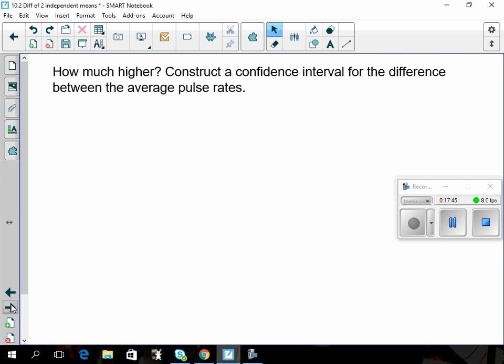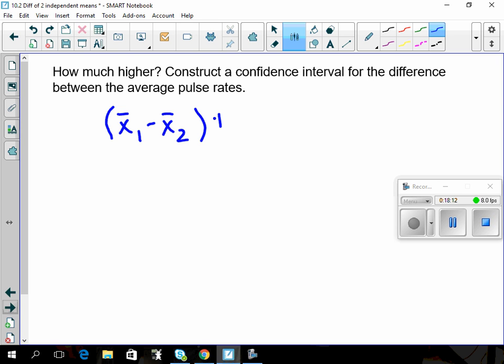So, how much higher? What am I going to have to do to answer it? Well, it tells us to construct a confidence interval, right? It may or may not give you that second part. It might just say how much higher. So you really need to know that when that question's being asked, that means confidence interval, okay? So, what's the formula for that here with two different means? We did this before, didn't we? Didn't we do this last class? We should have.